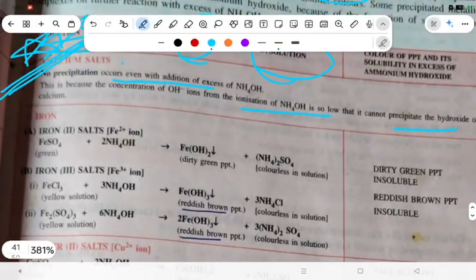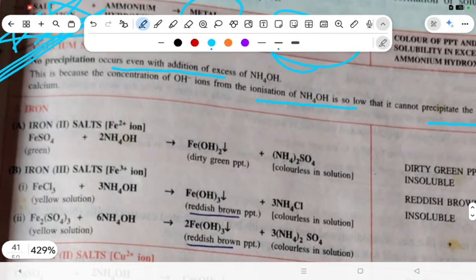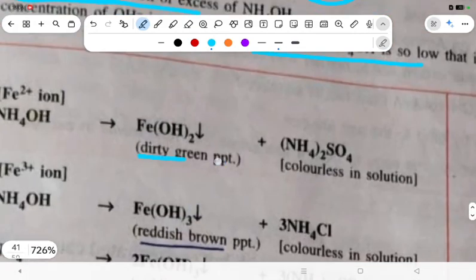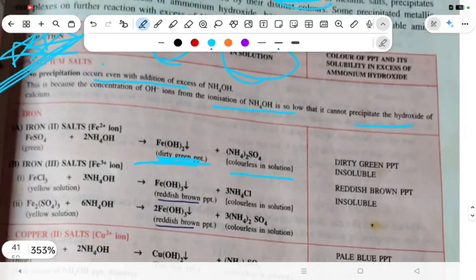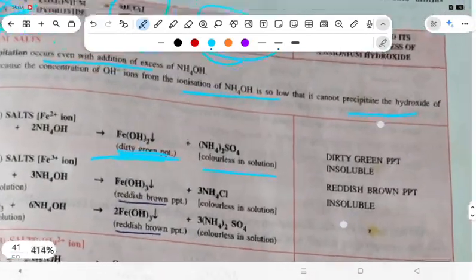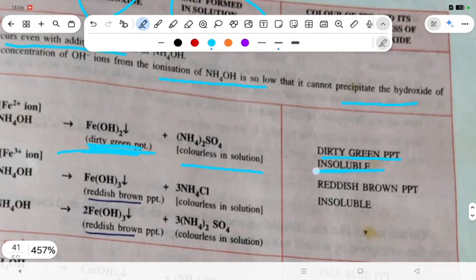Iron 2 salt, Fe2 plus, FeSO4 is green color, plus NH4OH, it will form Fe(OH)2, a dirty green precipitate, plus (NH4)2SO4, which is colorless. So it will form a dirty green precipitate, insoluble.